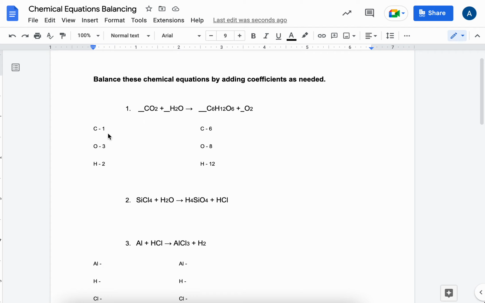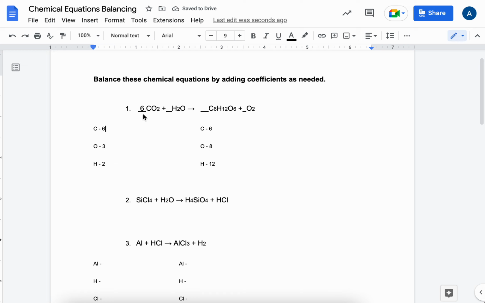So let's just start from the top. You are always bringing up the side with fewer atoms. So that's the one you'll change, okay? Right now we've got fewer carbons on the reactant side, so we're going to be playing with the coefficients on the reactant side. How do we make the carbon on the reactant side over here equal to 6? Easy peasy. Add a coefficient of 6. 6 times 1 is 6. Okay.